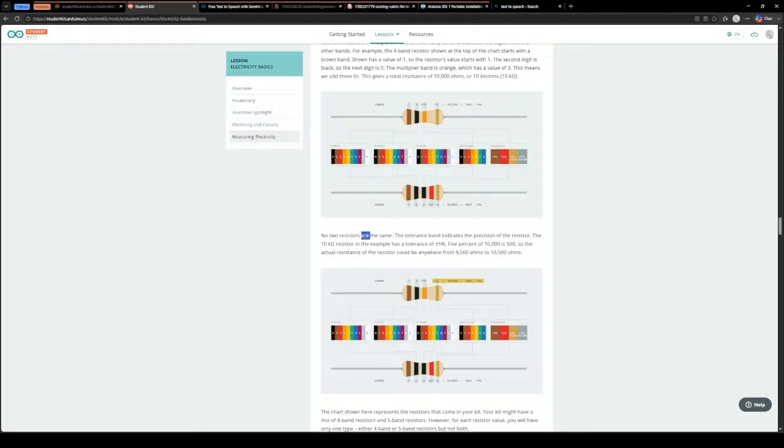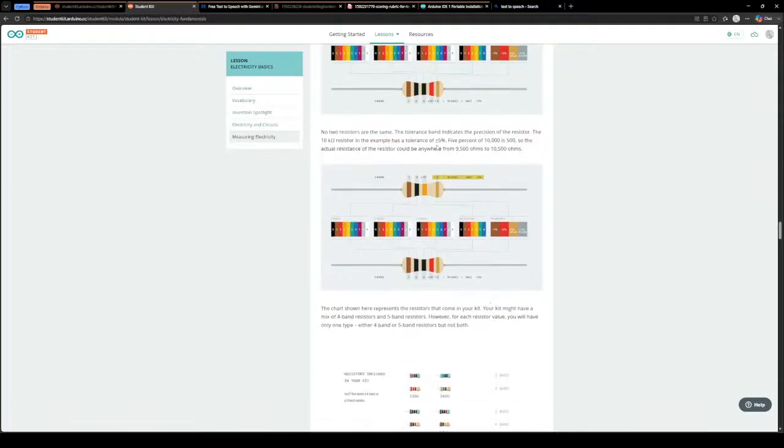No two resistors are the same. The tolerance band indicates the precision of the resistor. The 10 kiloohm resistor in the example has a tolerance of plus or minus 5%. 5% of 10,000 is 500. So the actual resistance of the resistor can be anywhere from 9,500 to 10,500 ohms.